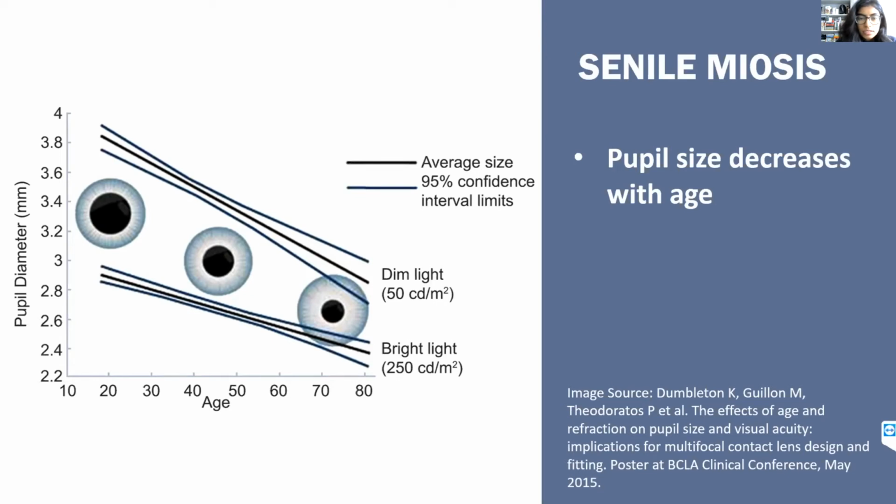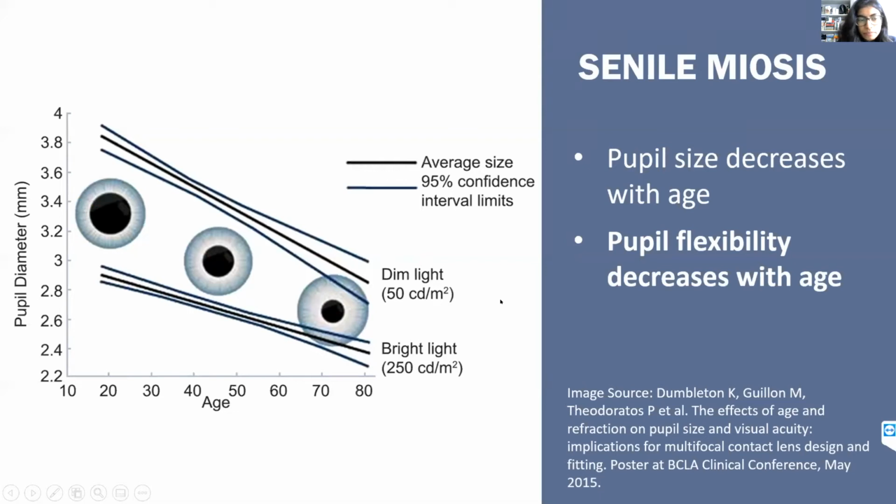Now, two trends to notice here. First, pupil size decreases with age. That happens for both bright and dim light. Secondly, the pupil flexibility changes. For a 20-year-old observer, we can see that the difference in pupil size between bright and dim light is much higher compared to an 80-year-old observer. So not only does the pupil size get smaller with age, the range of sizes that it can go through also changes.